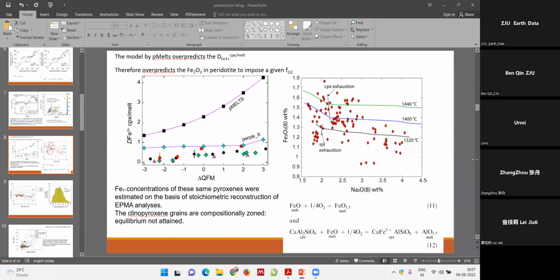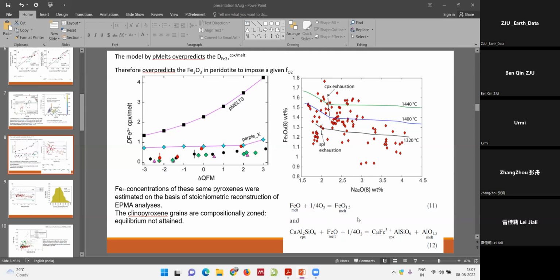So for this work, they show that neither Perple_X nor pMELTS has the right thermodynamic parameters to calculate this, because it doesn't agree with the data. It follows another trend. So for Urmi, could you point out where, from your perspective, these differences are coming from? I don't know what the paper points out. Yes, pMELTS overpredicts the ferric iron partition coefficients, but something must be wrong somewhere in the equilibrium. Is it this equation 11, equation 12 they refer to?